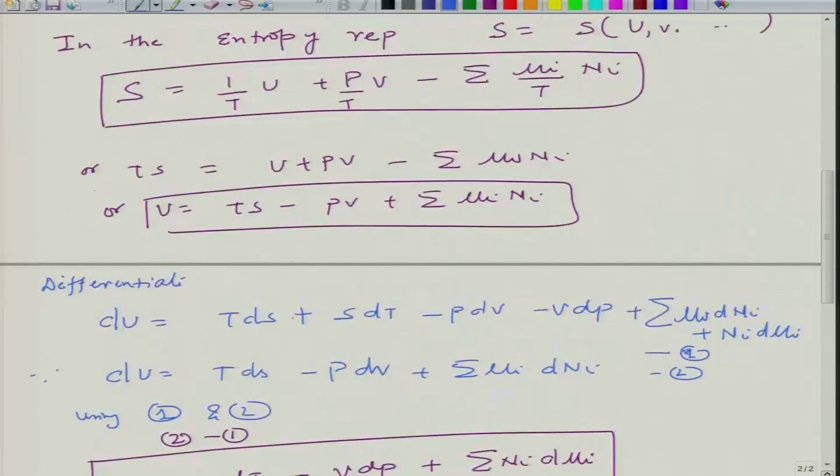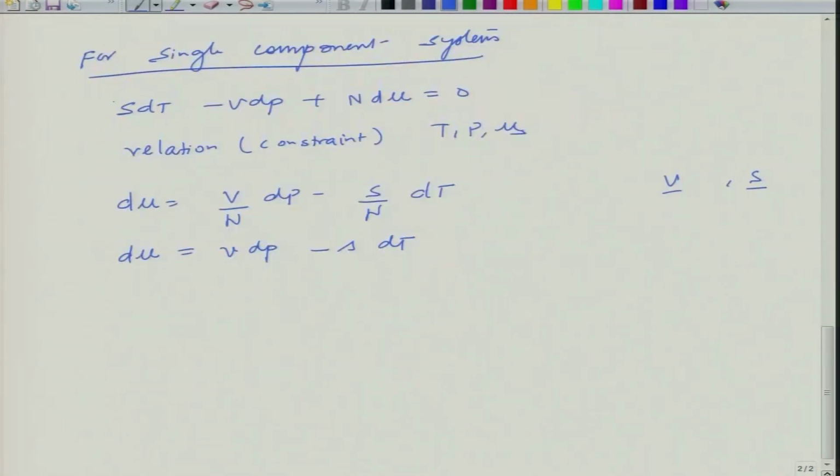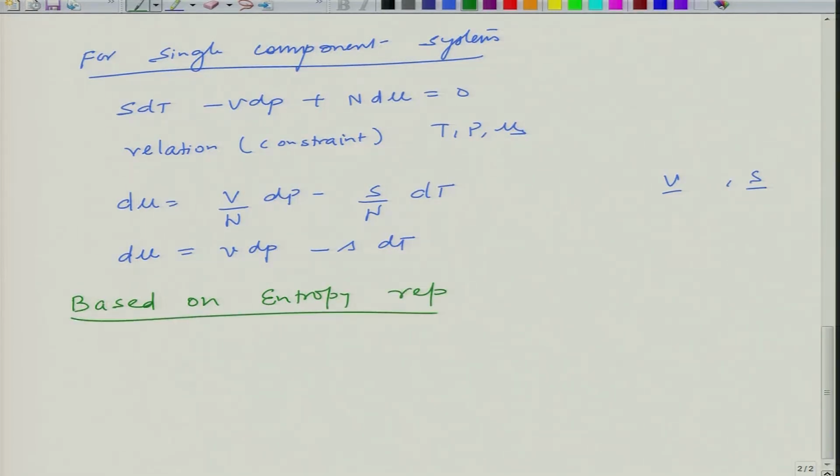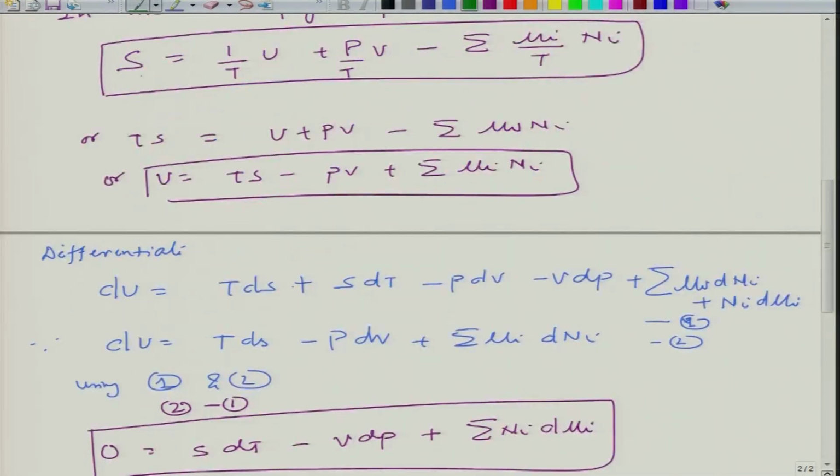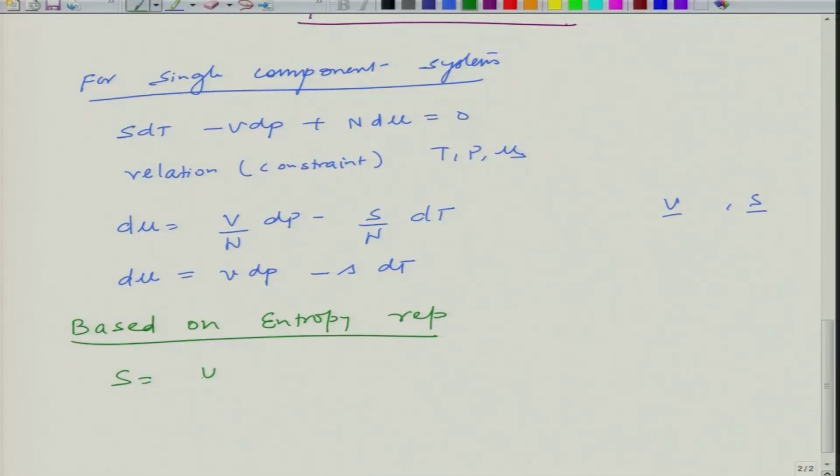Now, I can do similar exercises based on entropy. So, let us try to do this. Let us say this is based on the entropy relation. If we try to come up with an expression, I will start with S and rewrite it in this way. S is U by T plus P by T V minus 1 by T summation mu_i n_i. So, this is the Euler expression based on the entropy.